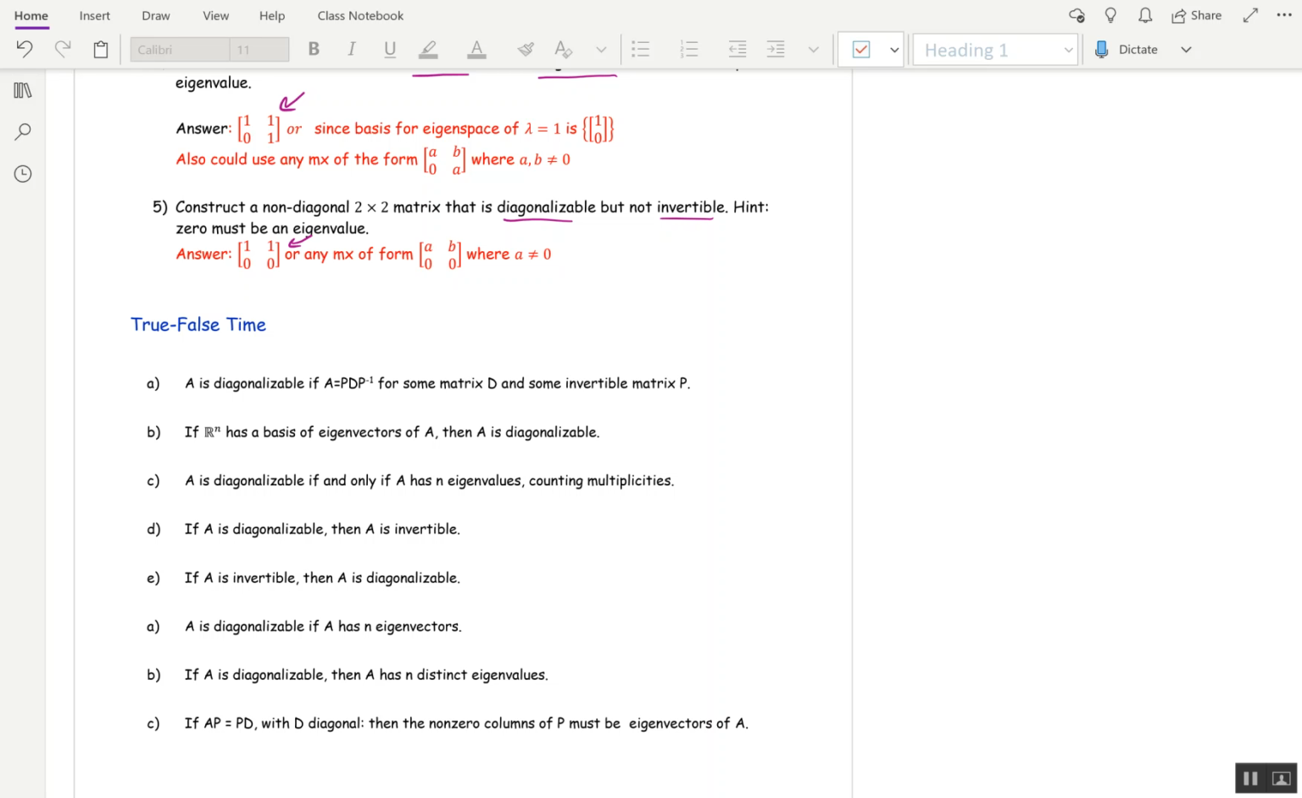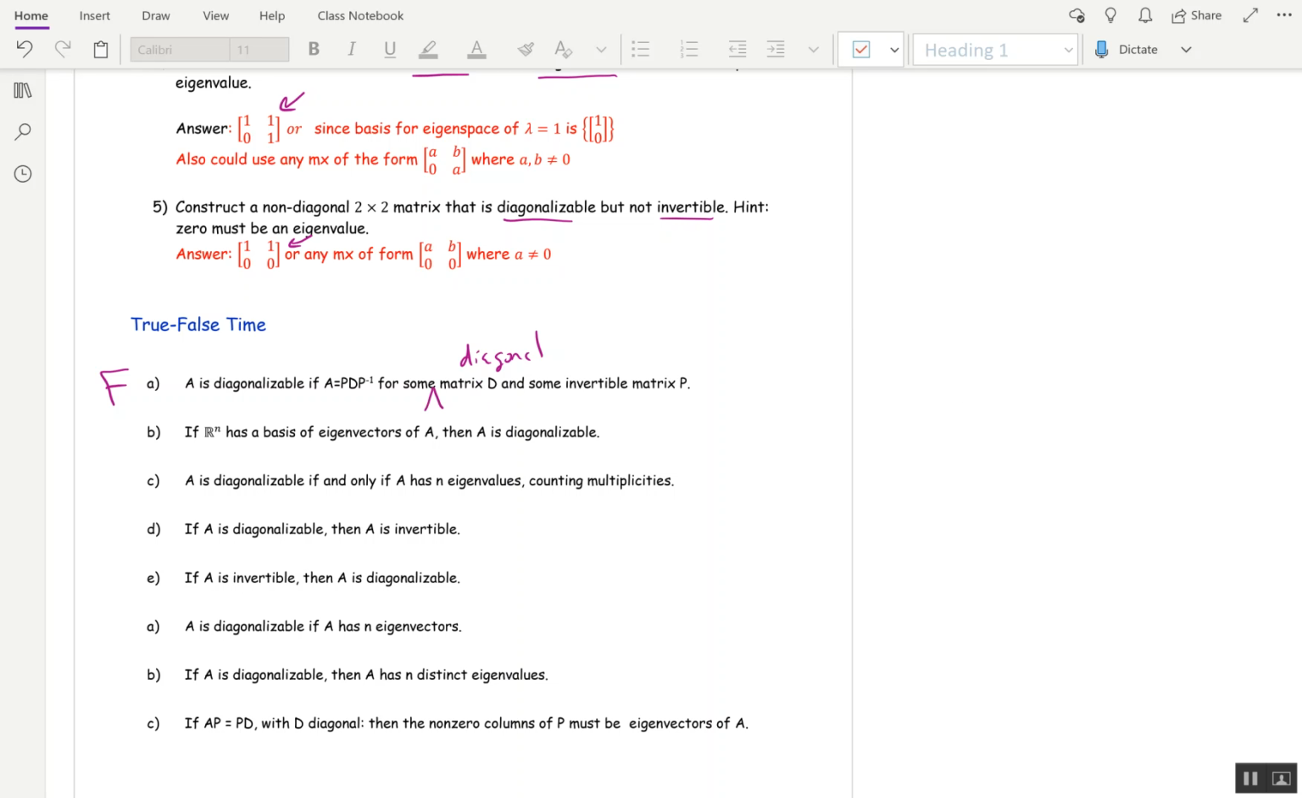A is diagonalizable if A is PDP inverse for some D and some invertible P. False, what's missing is the word diagonal. Just because I call a matrix D, it doesn't mean it's diagonal, you have to say it's diagonal. So for some diagonal matrix D and some invertible matrix P.